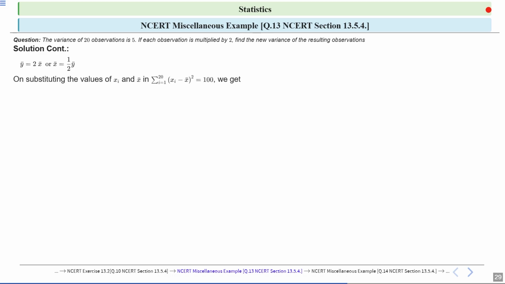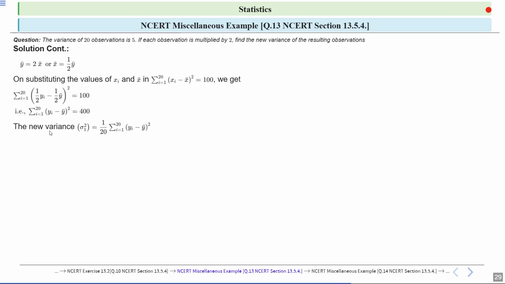On substituting the values of xi and x bar in summation from i equal to 1 to 20 of xi minus x bar whole squared equal to 100, we get summation from i equal to 1 to 20 of half of yi minus half of y bar whole squared equal to 100. That is summation from i equal to 1 to 20 of yi minus y bar whole squared equal to 400.